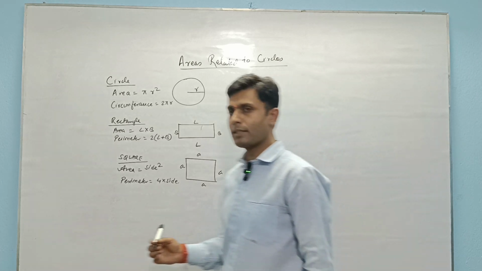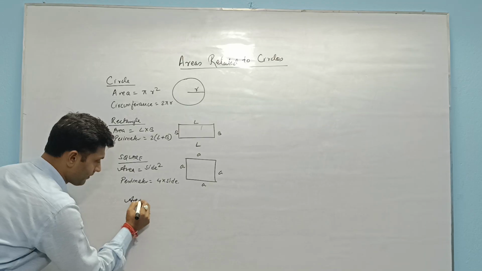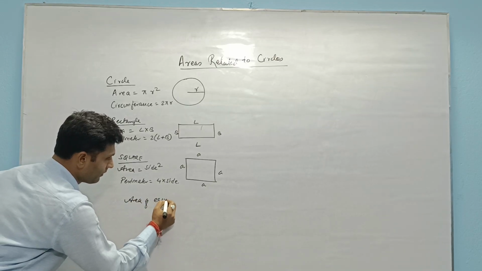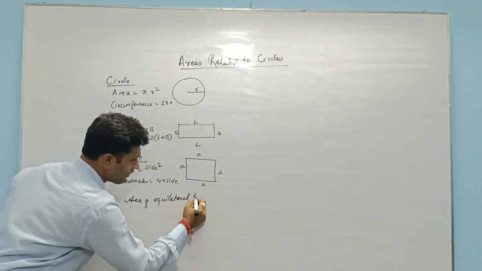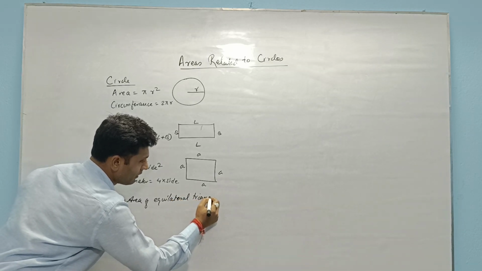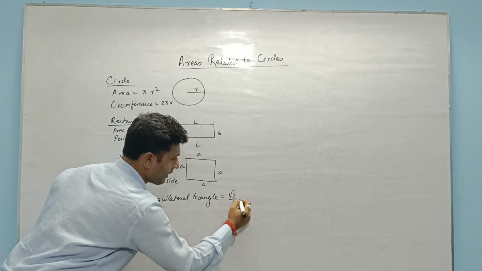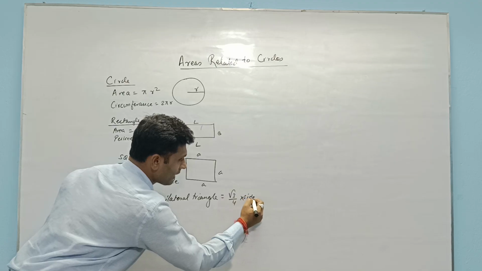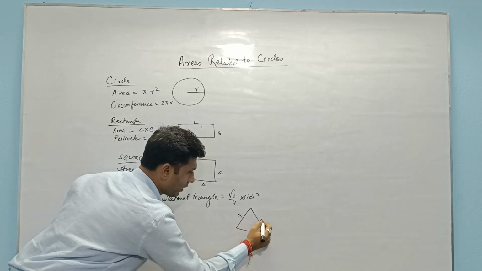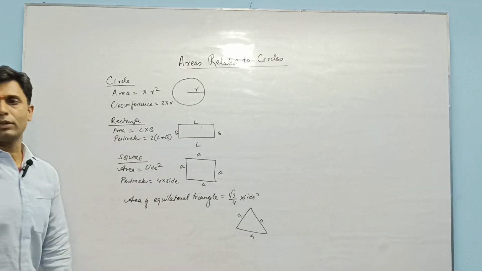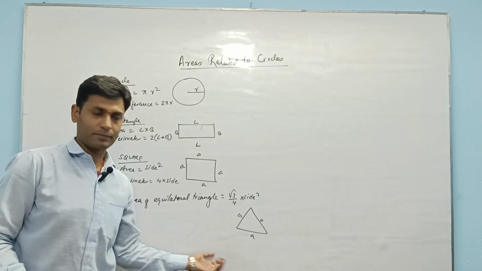Then the next one is area of equilateral triangle. This is equal to root over 3 by 4 into side square. Now equilateral triangle means what? All the sides are equal, right? All the sides are equal. That's called as equilateral triangle.